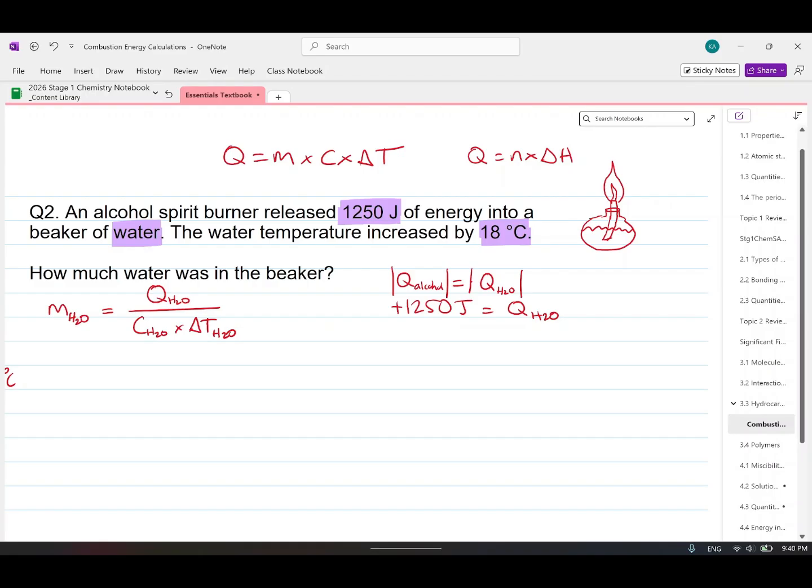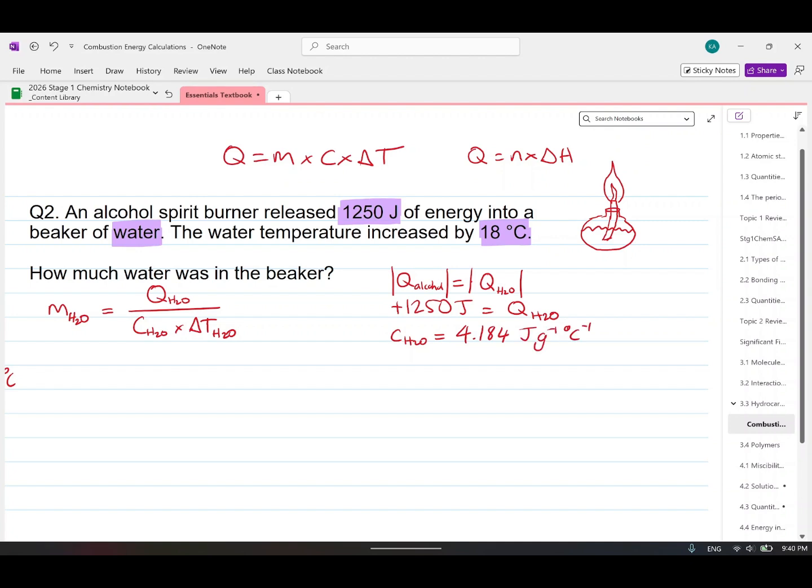So the Q of the alcohol, by the way, would be negative. It'd be negative 1,250. But because we're not measuring the temperature of this spirit burner and the energy is not going into the actual spirit burner itself, we care about the water because that's the stuff that we're measuring the temperature of. Okay, so we have Q. We know what C is. We looked that up. Actually, we didn't look that up, but I'm telling you what it is if you look it up.